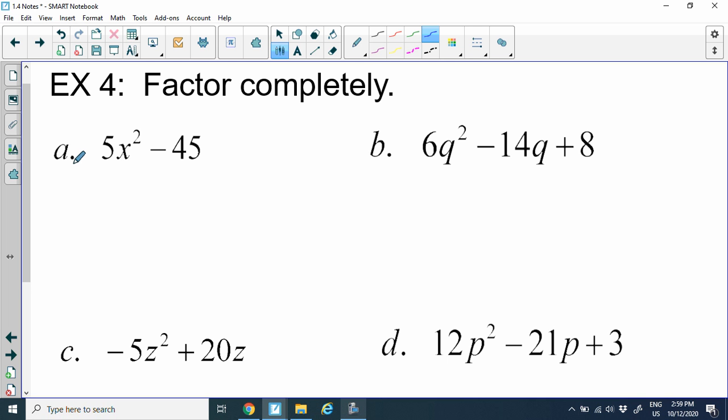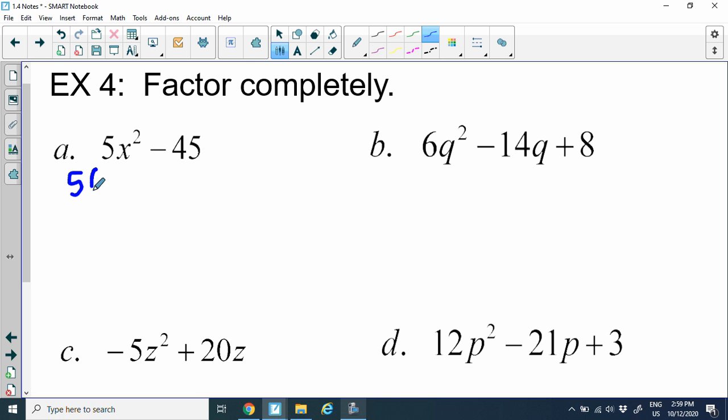So let's look at a. We have 5x squared minus 45. Well, let's look at these two factors. Now, when we think of common factors, that can either be a number or a variable or both. So let's see if these two terms have a number in common. Yes, they have a 5 in common, so I'm going to go ahead and take that out. Do both of these have a variable in common? No, because the first term has a variable, but the second term does not.